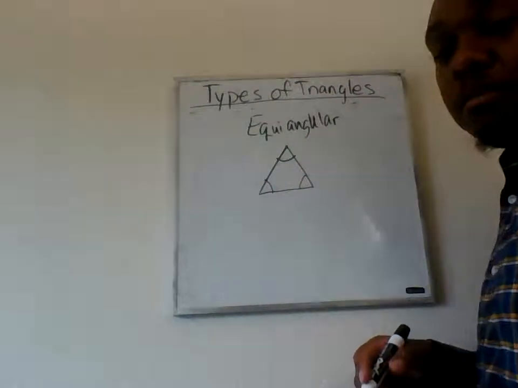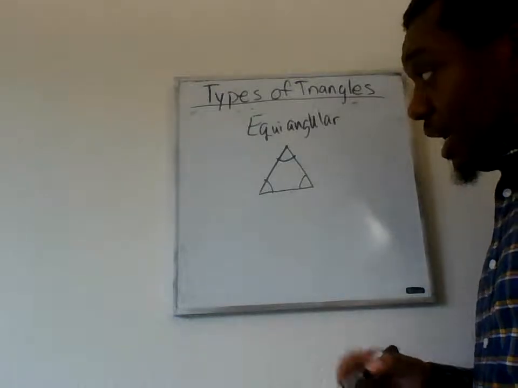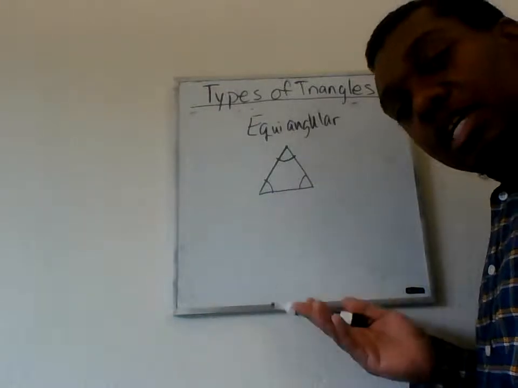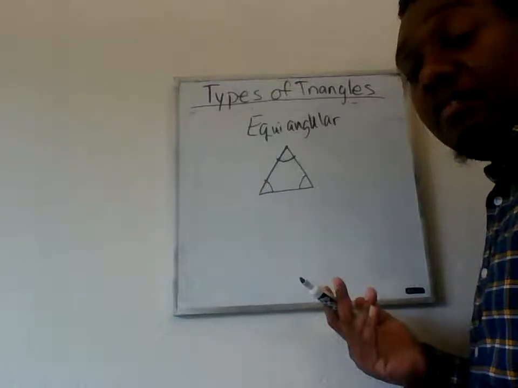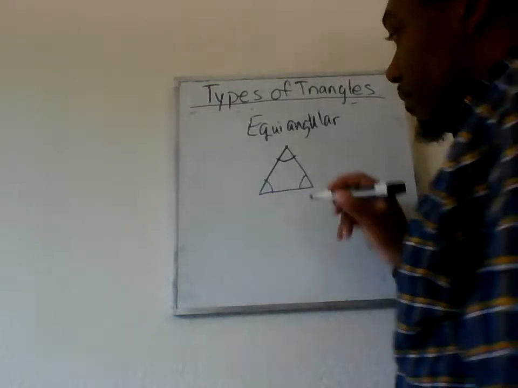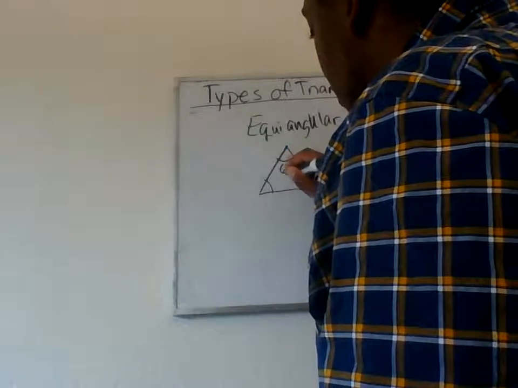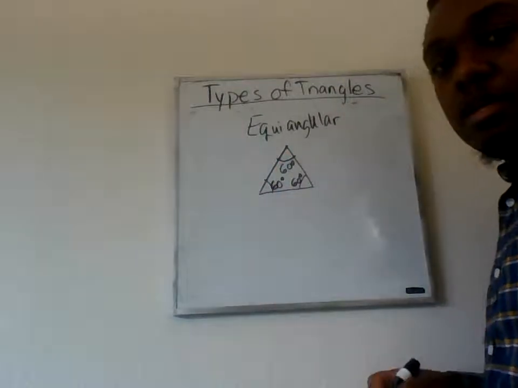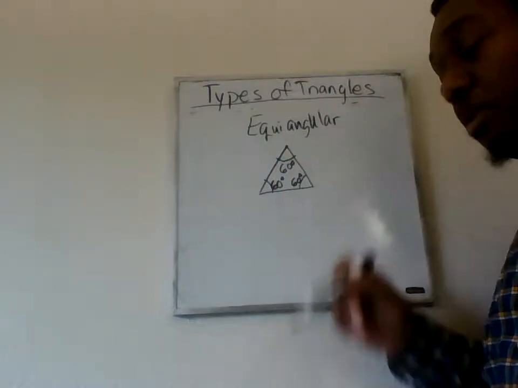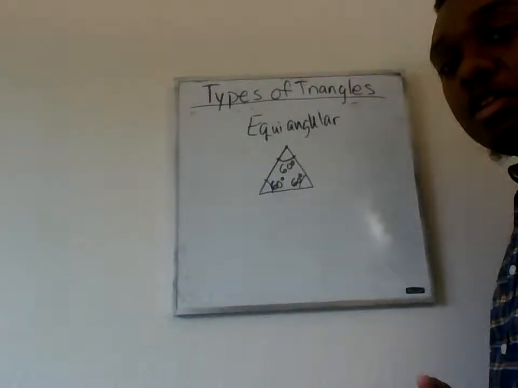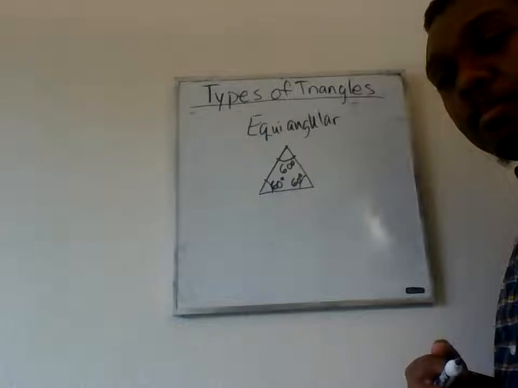They're all equal measurement. And because the sum of the angles in a triangle has to equal 180 degrees, and all 3 of these are going to be equal, if we take 180 divided by 3, we get that each of these angles is going to be 60 degrees. So we have a triangle with 60 degrees for each angle. We have it being equiangular, and we automatically know that.